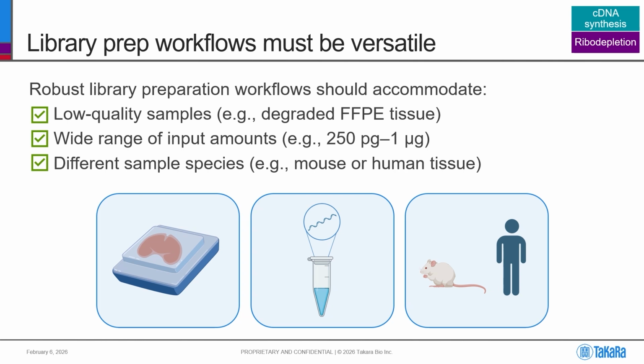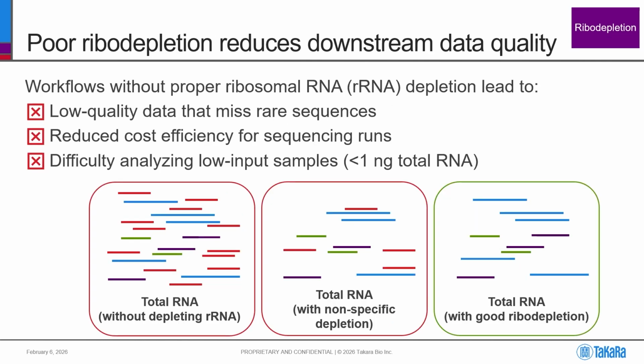This adaptability ensures that experiments are reproducible, reliable, and able to generate meaningful biological insights across different study designs. Workflow versatility is essential for robust and reproducible RNA sequencing. Proper ribosomal RNA depletion is critical for high-quality RNA sequencing.